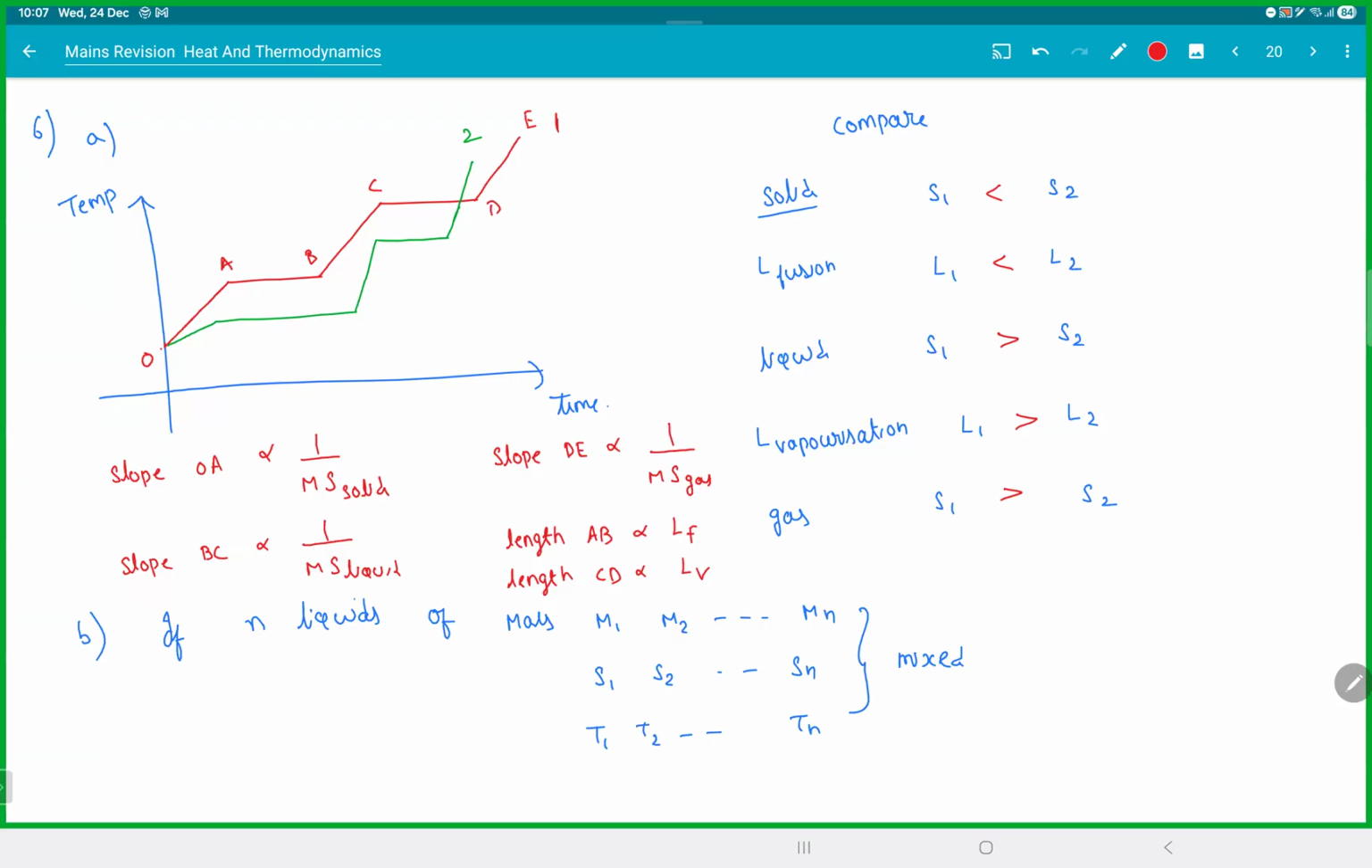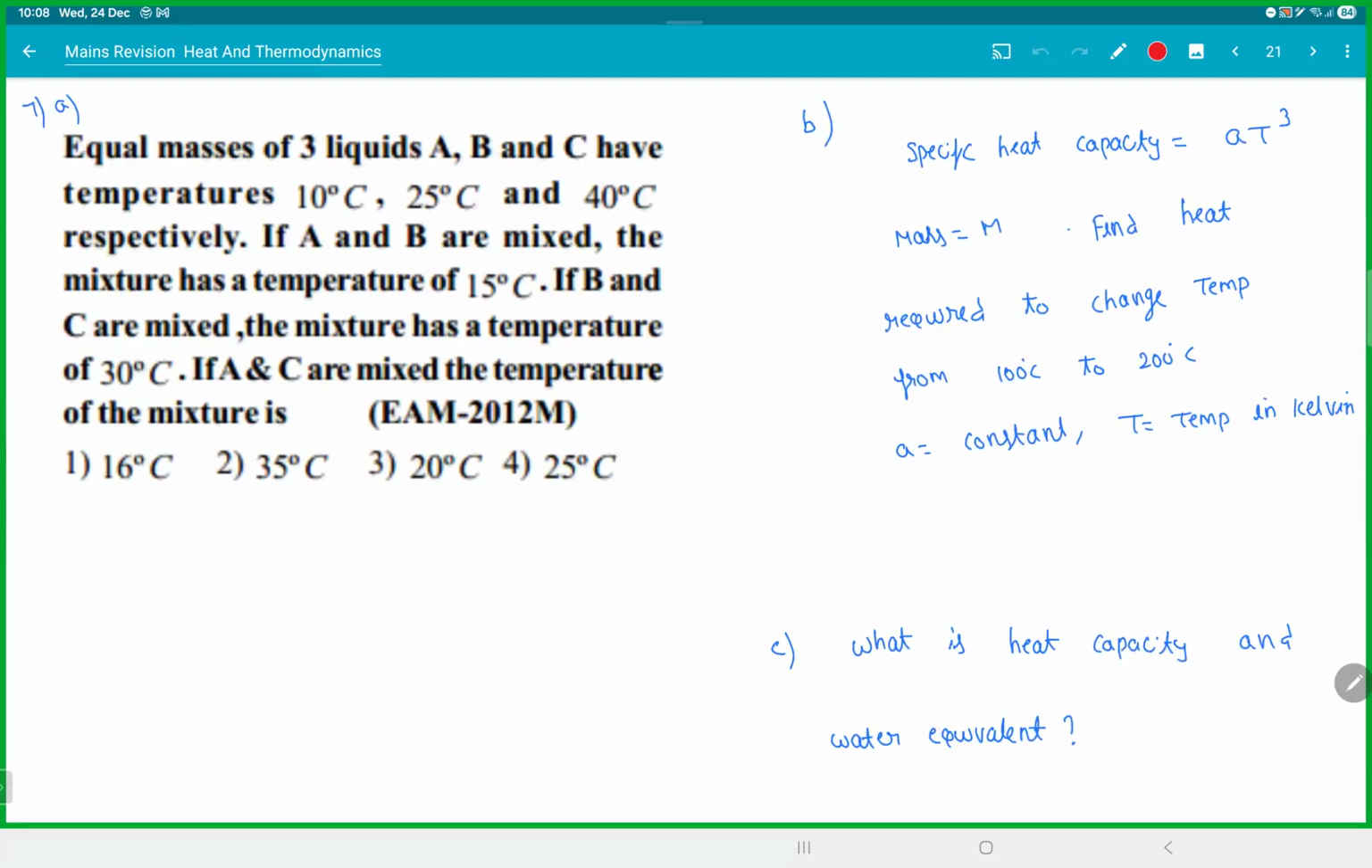What about this thing? You guys remember the direct result? The T final will be sigma mi si ti by sigma mi si. If you mix n liquids, this is a direct formula there. M1 S1 T1 by M1 S1 plus M2 S2. Clear? Let's get these three.